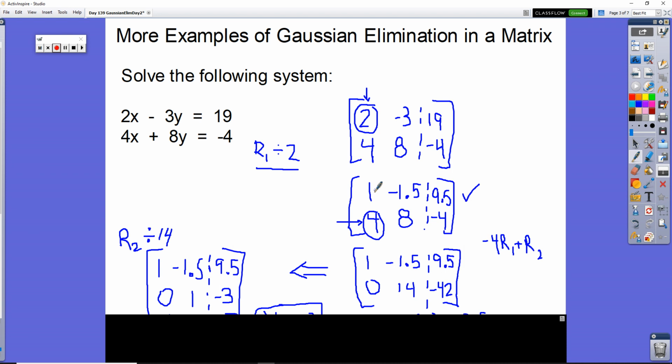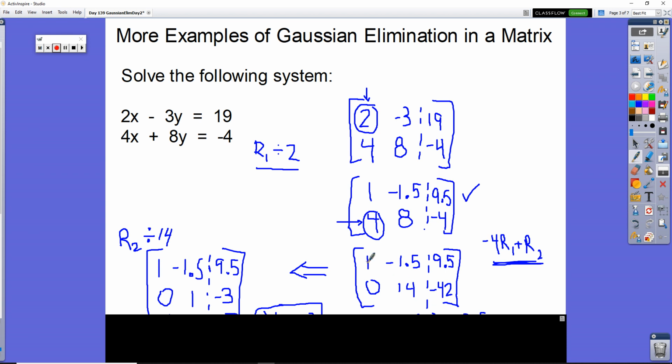So -4 times 1 is -4, add it with the 4, that's how I got the 0. -4 times -1.5 is 6, 6 plus 8 makes 14. -4 times 9.5 is -38. -38 plus -4 makes -42. So that's how I got my new bottom row, by doing this math right here.